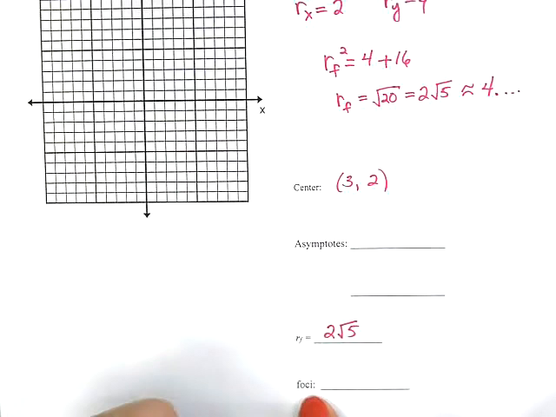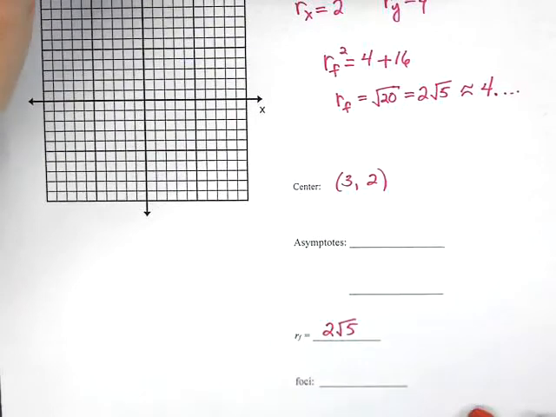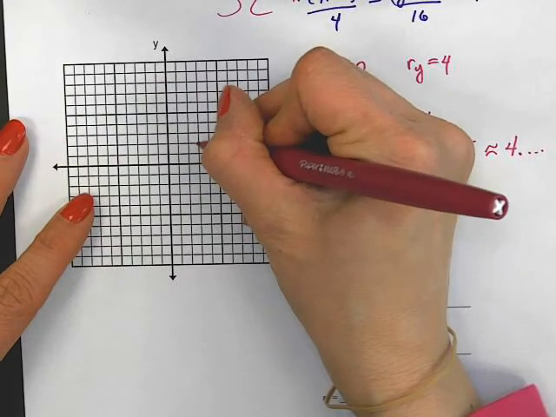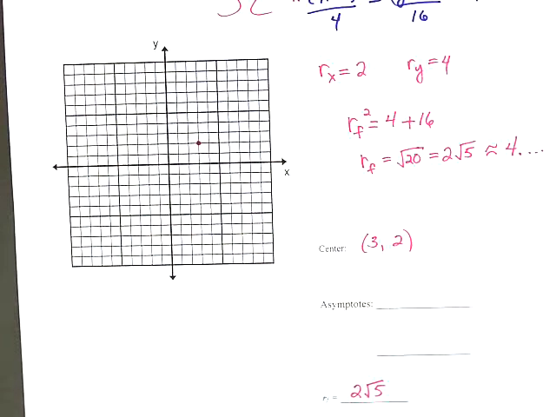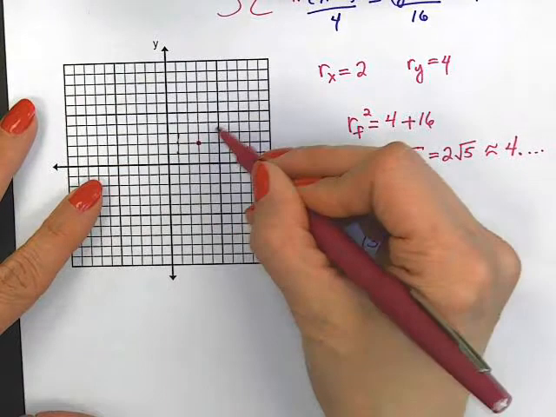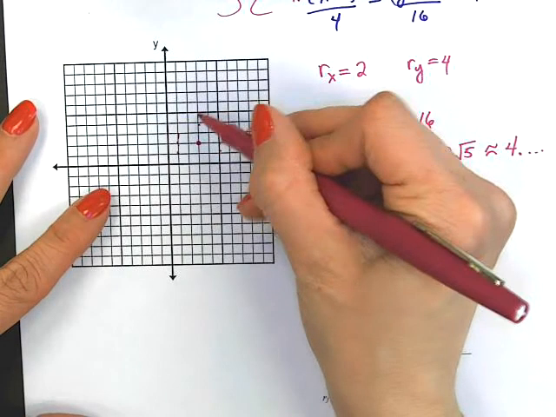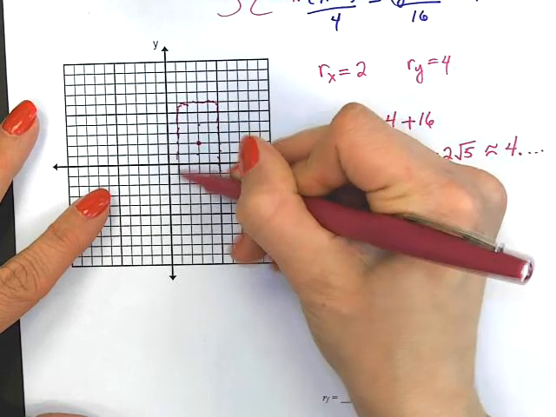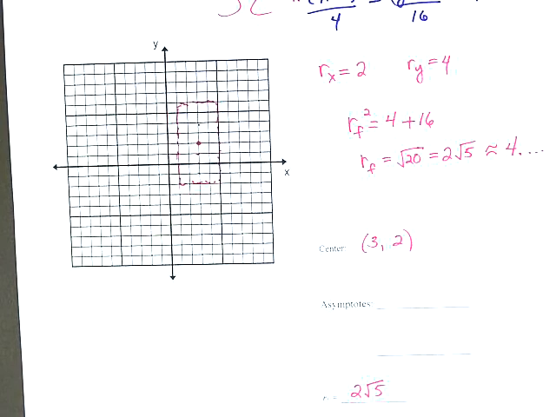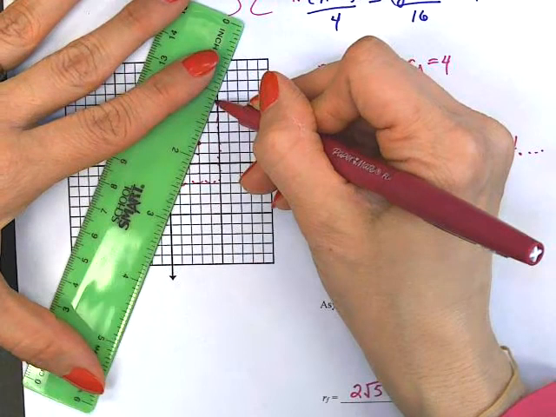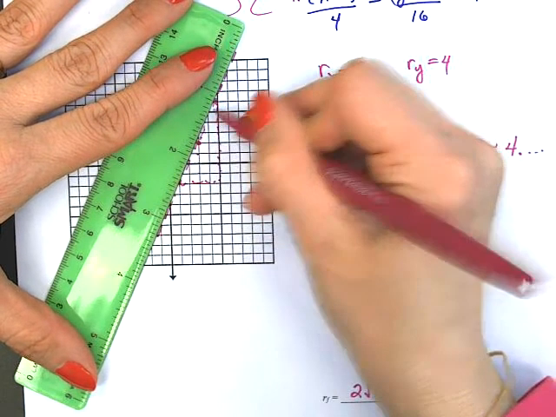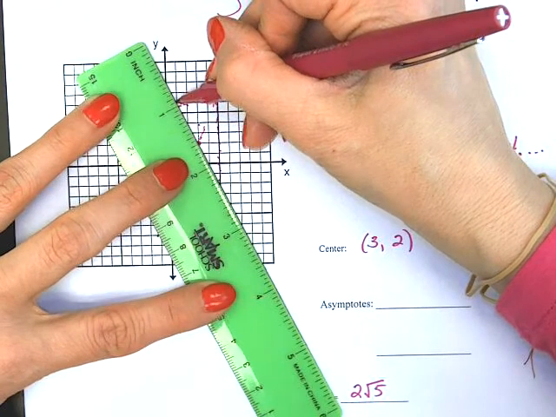And then the foci are the points, but I'm going to draw the points before I say what the foci actually are. So let's go to the center, 3, 2. Okay, there's the center. And how do you graph a hyperbola? I need to make the rectangle first. R sub x is 2, so let's go 2 left and right. Let's go 4 up and down, 1, 2, 3, 4. And let's go ahead and draw the asymptotes. The asymptotes go right to the corners of the box using the r sub y over r sub x. That's how you get the slopes, just like Algebra 1.